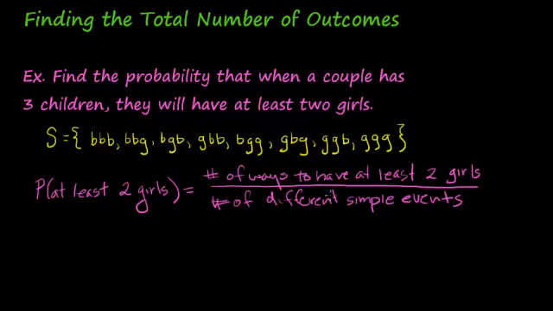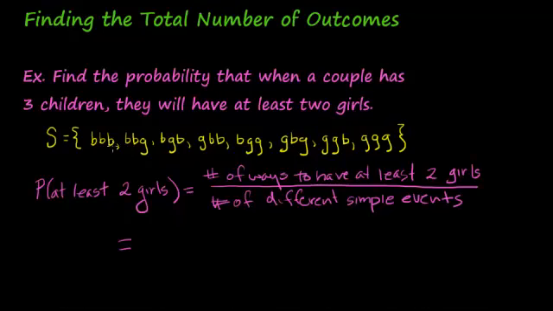And we are assuming that the probability of a boy and the probability of a girl are equal, and therefore each one of these outcomes is equal. That's commonly done in textbooks and studying probability, is to make that assumption. It's close to that anyway. Okay, so let's think of this. The number of ways to have at least 2 girls.